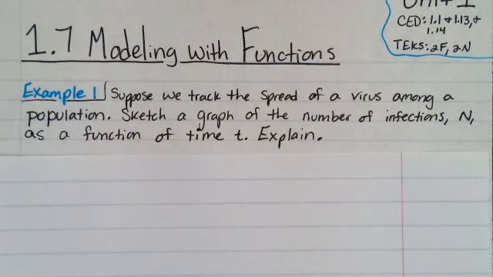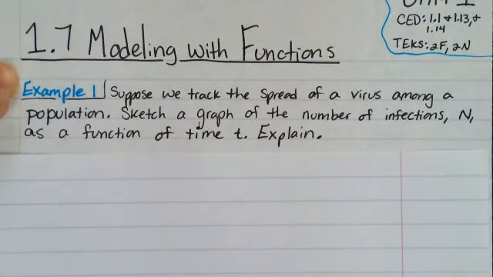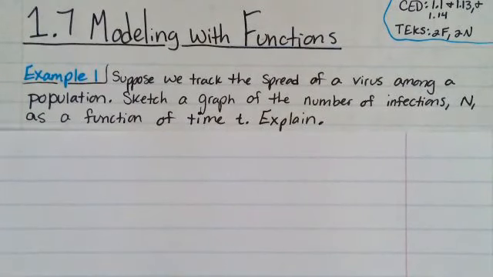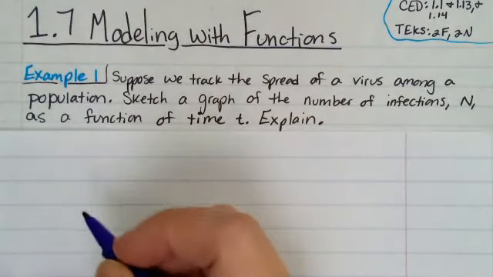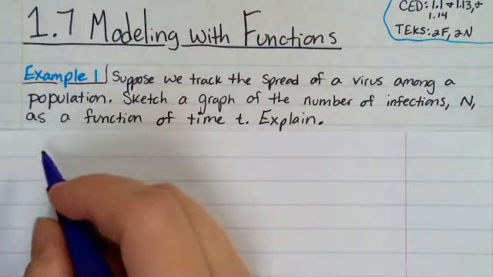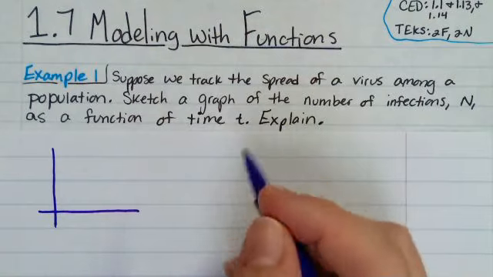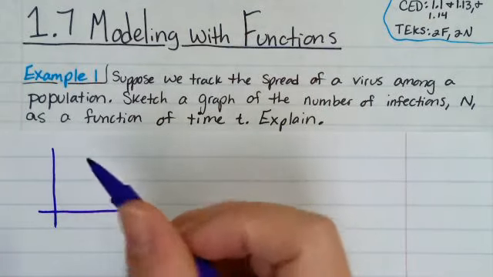So in our first one, it says we're going to suppose that the track of the spread of a virus among a population is what we're studying, okay? They said we're going to sketch a graph of the number of infections as a function of time t. So what we want to think about here is what type of relationship are we working with? Okay, so I'm thinking let's think of just like a plain old graph if we think of what's actually happening.